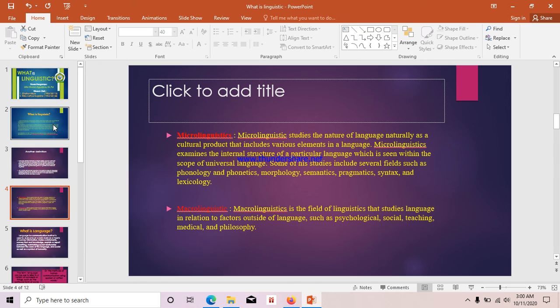Some of its studies include several fields such as phonology and phonetics, morphology, semantic, pragmatics, syntax, and lexicology.